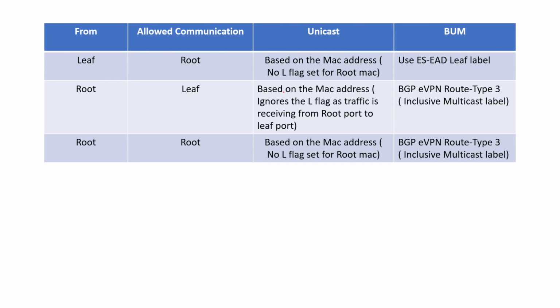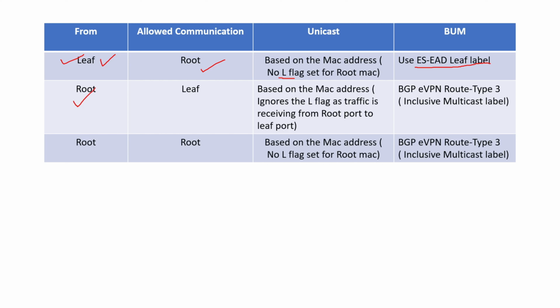Just to summarize all those points, let's see the allowed communication and non-allowed communication. If traffic comes from the leaf and goes to the root, yes, it is allowed. For unicast, obviously it will be based on the MAC address, but there won't be the L flag set because the MAC address was received from the root port. How about the BUM traffic? As we discussed earlier, if traffic is generated by the leaf, it is going to use the ES/EAD leaf label, so that the egress PE is aware that this BUM traffic is generated by the leaf attachment circuit of the ingress PE.